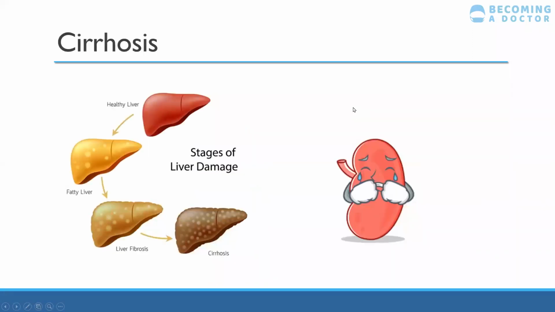Okay, cirrhosis. This is basically the end stage of your chronic liver damage, and this is when it is irreversible, so you cannot go back to a normal healthy functioning liver after this stage is hit.